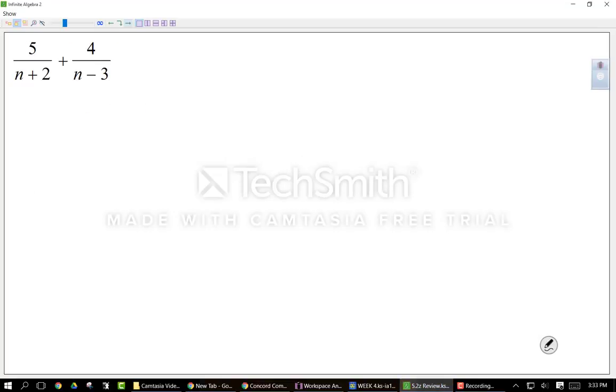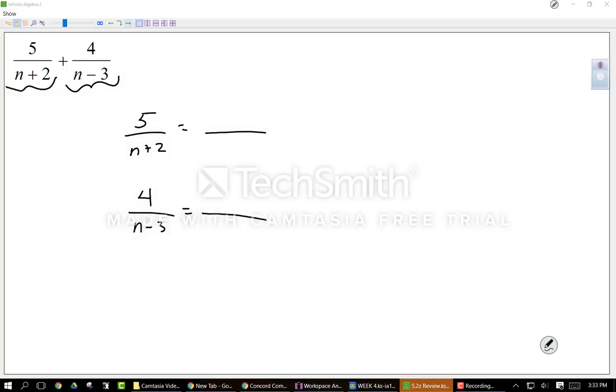Again, press pause, try to figure it out, and then hit play. These two, you notice my denominators are not the same. I have a binomial and another binomial. So I have a 5 over n plus 2, and I have a 4 over n minus 3. I want to find a common denominator.